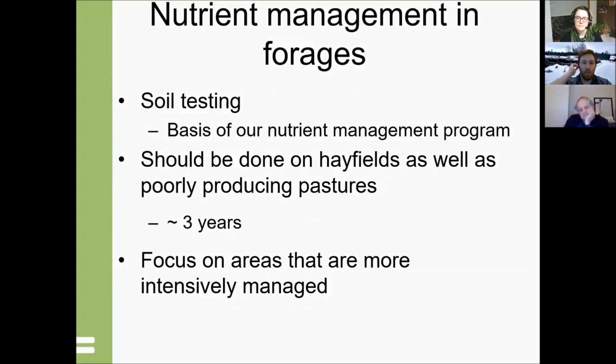For our nutrient management strategy, the basis is soil testing, for us to know what is going on and what is available to the crop. Normally we recommend doing that around every 3 years. Some places you may need more. Some places that are more intensively managed, you may need to do it every year. The important thing is to focus on the areas that you're managing really intensively, that you really rely on for a good crop.